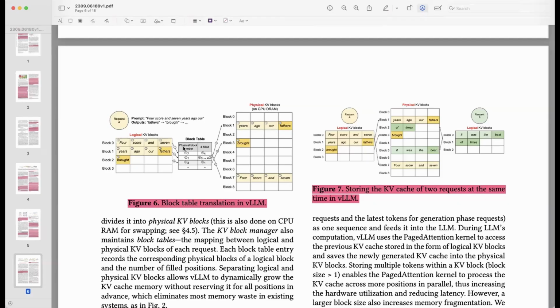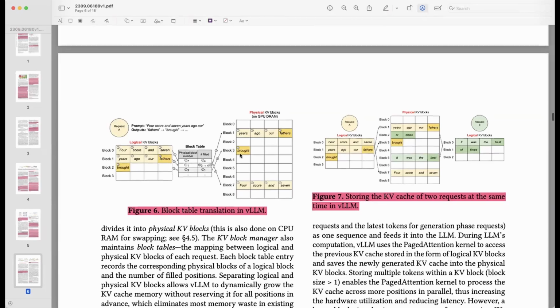And then when it starts decoding, it decodes further, and it realizes it has one space in this block. So it updates the number filled to 4, and it places "fathers" there. Then on the next decoding, it says, okay, I came across "brought", but there's not enough space in this physical block 1 because it's already at token length 4. So I need to allocate a new block. So it allocates block 3 and places 1 token here. It will basically continue that process until end of sentence, and then it will stop allocating space.